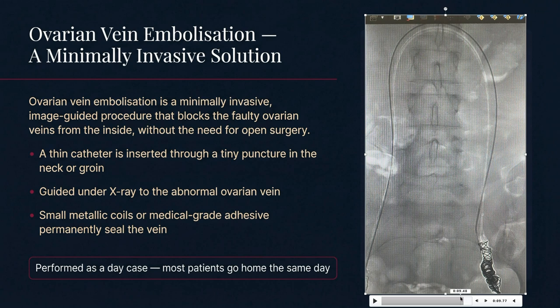It's usually done as a day case, and most patients will then go home more or less straight afterwards. For a case like this, where the ovarian vein was quite large, it used probably close to 8 to 10 coils. If the ovarian vein is refluxing or problematic, but it's smaller, we can sometimes get away with even 3 sets of coils.